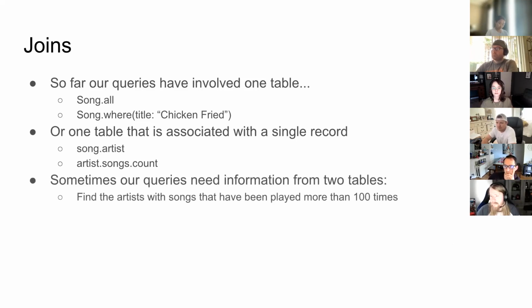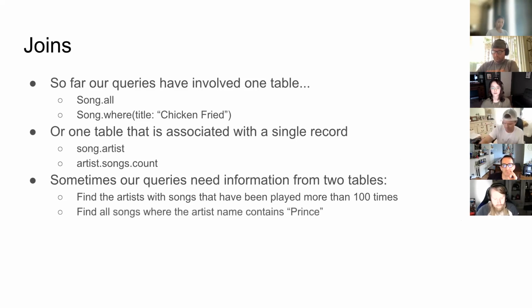An example would be: find the artists with the songs that have been played more than 100 times. Now we need to find some artists, but we need to check information from the songs table to see the play count, right? So we're wanting to get back entire artist objects, not just the artist IDs. And we're also doing some querying logic and some filtering logic based on an attribute on the songs table.